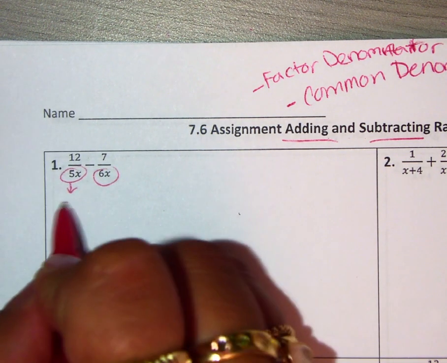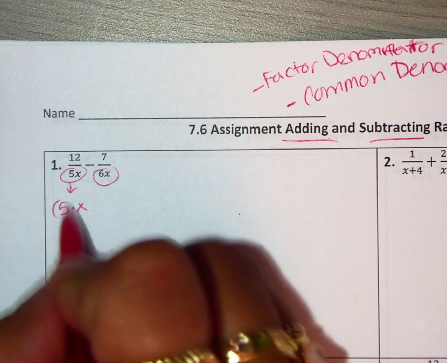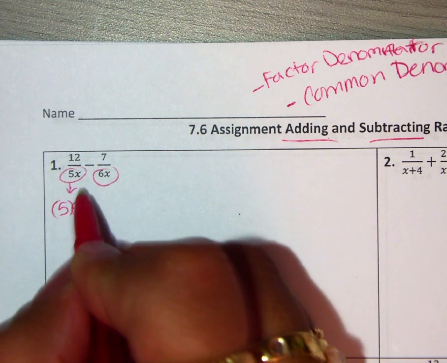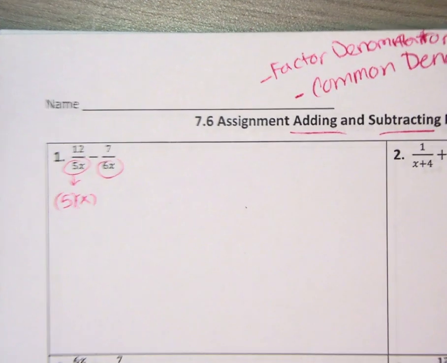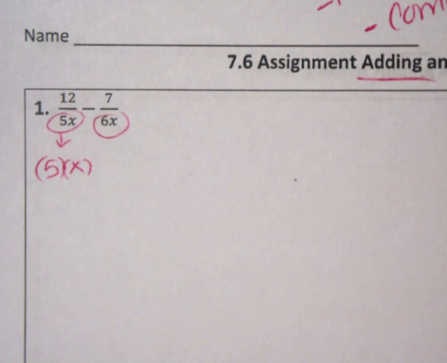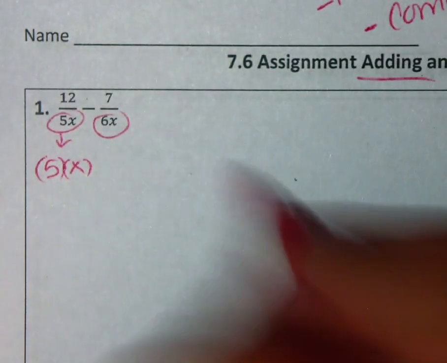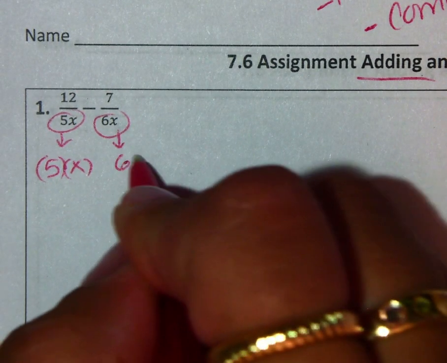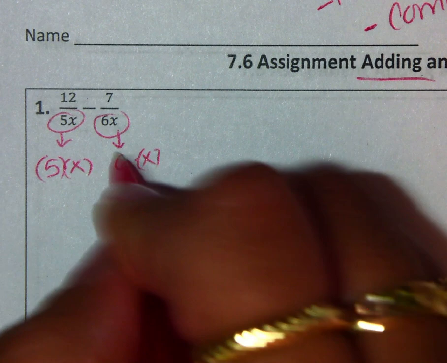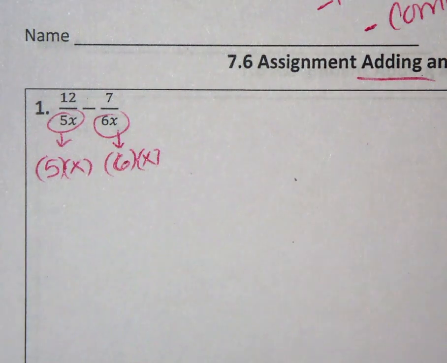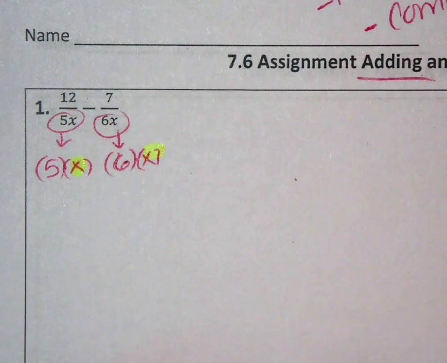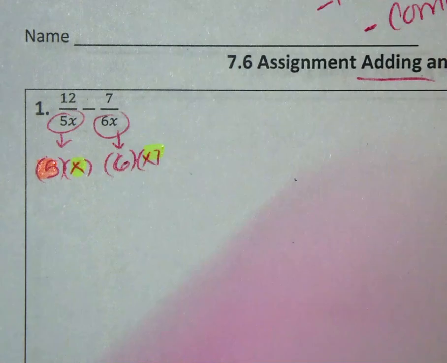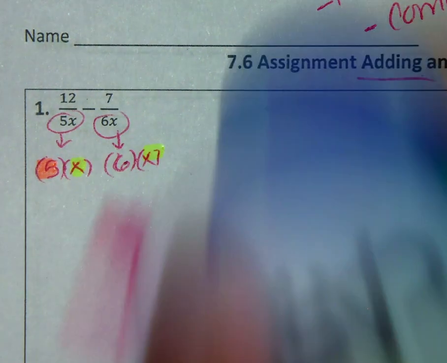This 5x is 5 times x. So these are your two factors for that. And then 6x is 6 times x. So we're going to have these two factors separate. And if you compare them side by side, you notice that they have the x in common, but they don't have the 5 in common or the 6 in common.